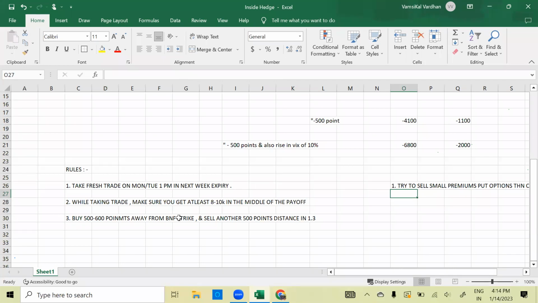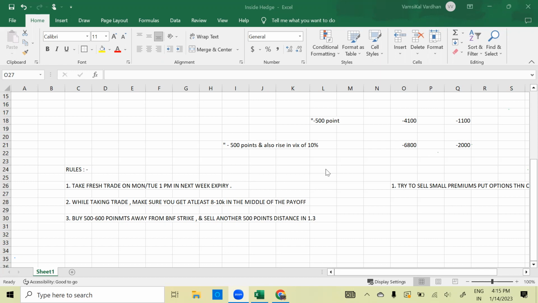Buy 500 points away from BNF strike as a hedge and sell another 500 points in 1 is to 3. Some people are asking 1 is to 4 and all. 1 is to 4 is very risky. I can't say it is a hedge strategy, because there you will get three things as a naked option. So it will not give you much result. That's the one point. So what we do is Monday we will do one trade, then in live we can experience.